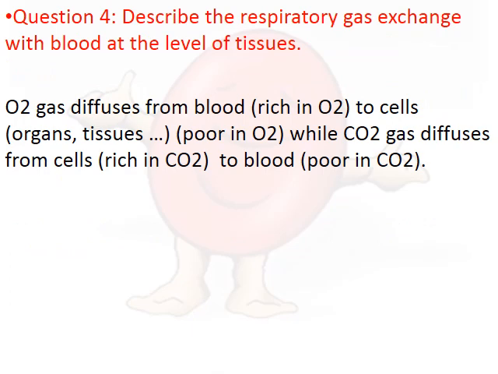Here we move to question number 4. Question number 4 says that you have to describe the respiratory gas exchange with blood at the level of tissues. As we know, oxygen gas diffuses from blood, which is rich in oxygen, to cells that are poor in O2, for example in organs, tissues, and so on, while CO2 gas diffuses from cells that are rich in CO2 to blood, which is poor in CO2.